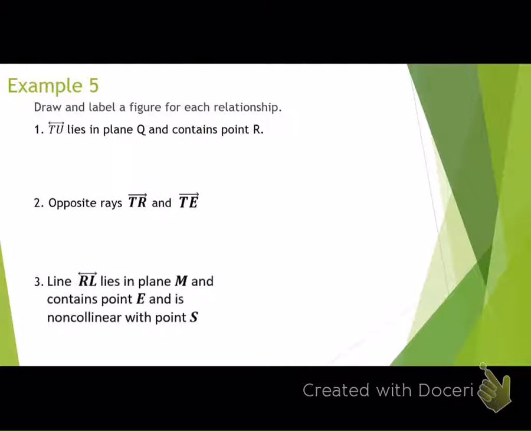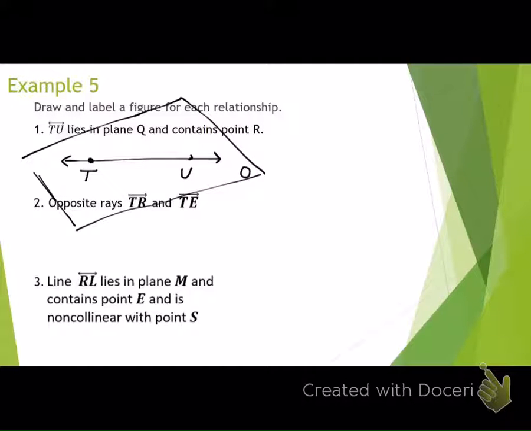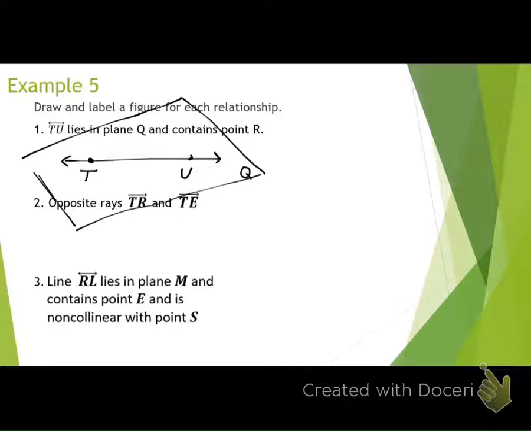Draw and label a figure for each of the following relationships. So first we're going to start with a line TU, which means that you should have a line segment that has T and U on it that lies in a plane Q. So I'm going to go through these. When I make planes, I kind of draw like a parallelogram to make it look like it's that way. I'm going to label it Q. And contains a point R.